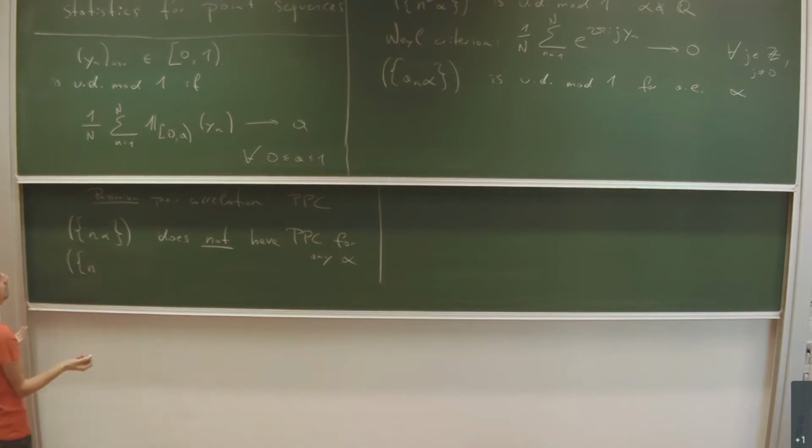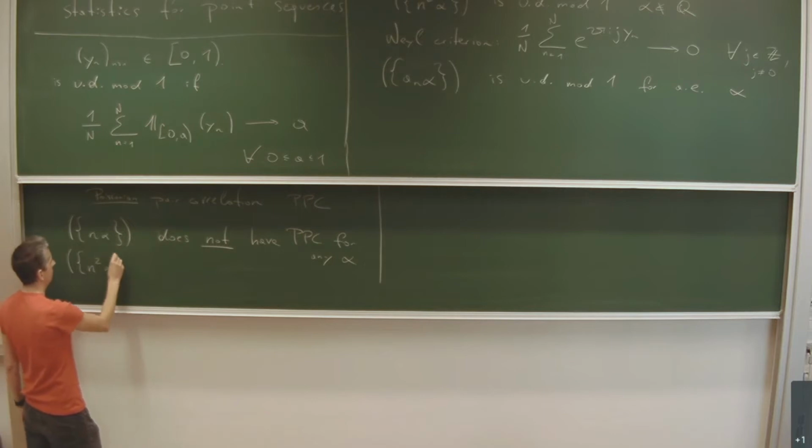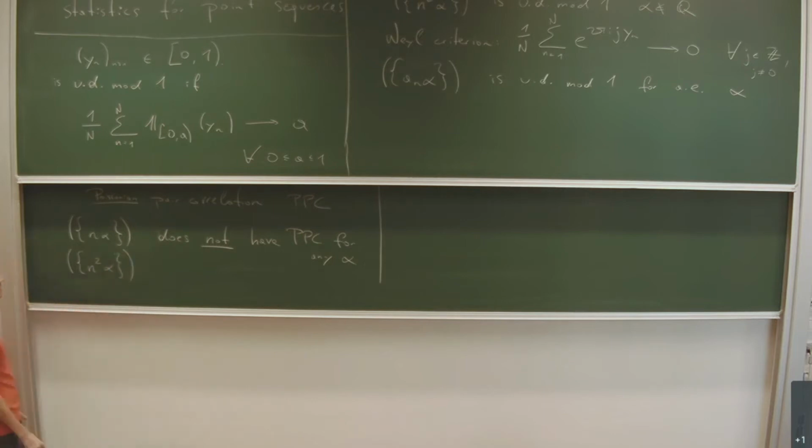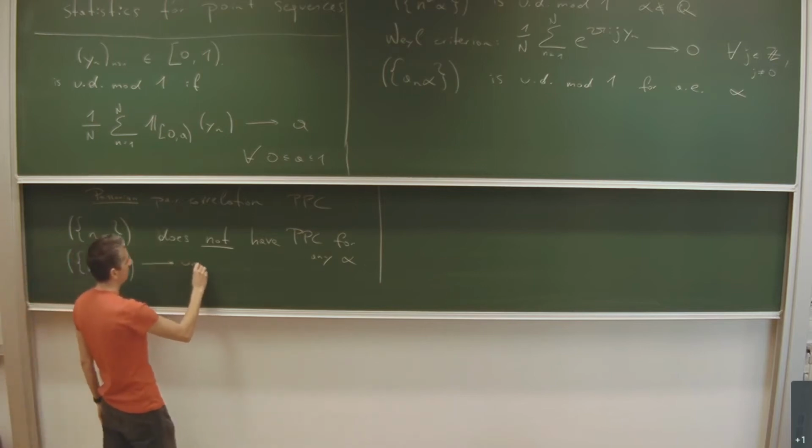Now let's take a higher power. Let's take n to the d alpha. Well, let's just start with n squared alpha. Does this have Poissonian pair correlation or not? Well, the situation is unclear. We don't know the answer.